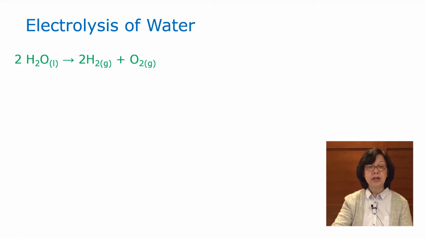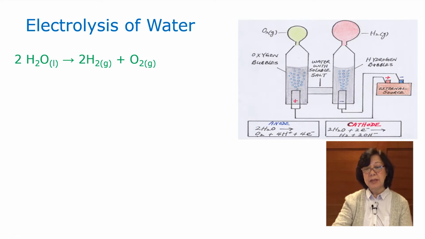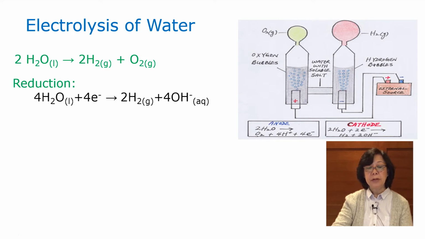This is the overall reaction. Water is electrolyzed into 2 moles of hydrogen and oxygen, as in the diagram. Now, in the reduction happening at the cathode, the 4 moles of water is reduced into 2 moles of hydrogen gas, forming 4 moles of hydroxide ion. And then the cell potential is negative 0.83 volts.